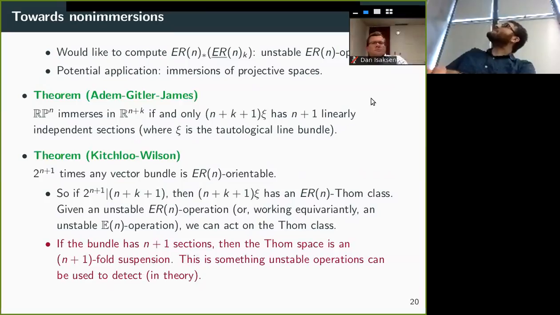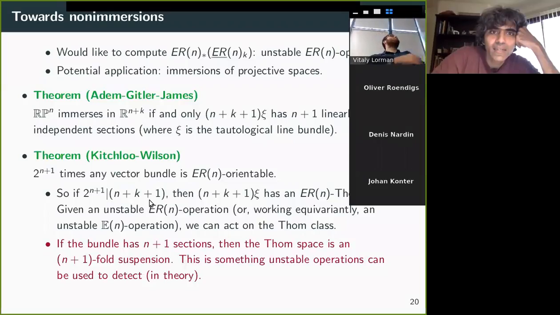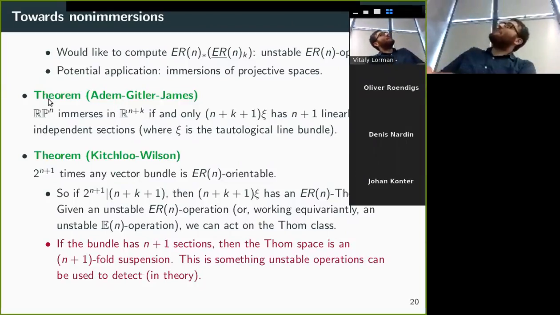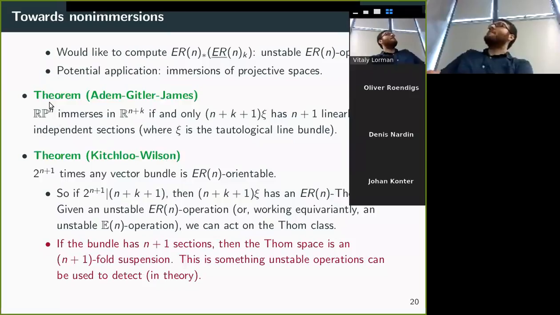Hello, Vitaly? Yes. Can you hear me? Yep. The n in the theorem is different from the n of RPN. Am I right? Oh, shoot. Yes, absolutely. Sorry, that's a typo. The n of RPN and of Rn plus k is not the same as the n in ERN. My bad. One of those should be an m. In other words, you're just thinking of immersing RPM, as in Mary, into some R of m plus k, and you're trying to address that question using ERN, as in Nancy, correct? Yeah, absolutely. The dimension of the projective space doesn't have to be the n in ERN. Thanks for pointing that out.